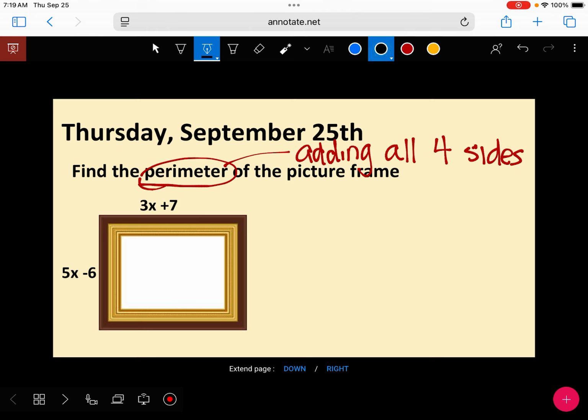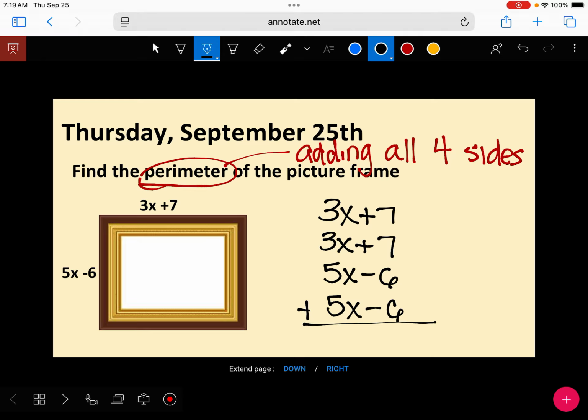So I have 3x plus 7. I'm going to write that twice. And then I have 5x minus 6. I'm going to write that twice. All right, go ahead and add straight down. 7 plus 7 minus 6 minus 6. 3 plus 3 plus 5 plus 5. And that would be your perimeter.